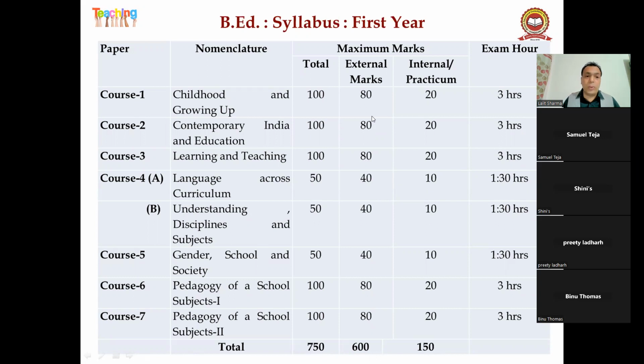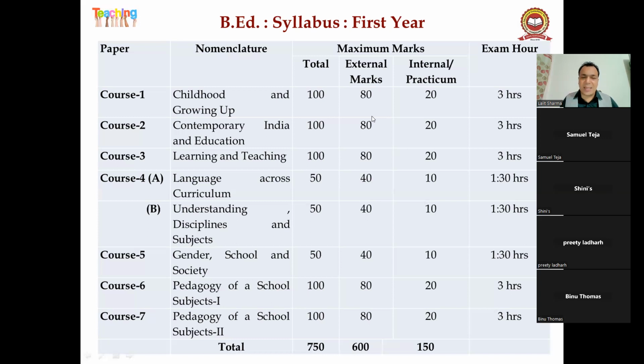Language across curriculum, you learn about different kinds of language, all the 4 skills: reading, writing, listening, speaking. Understanding discipline and subjects, you will come to know about the discipline. What is disciplinary knowledge? What is a discipline? What is the difference between discipline and subject, right? And under gender, school and society, we come to know about gender. Sometimes we get confused between gender and sex. Sex is whether the baby is male or female. Gender is a social construct, right?